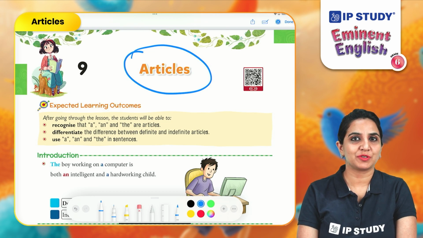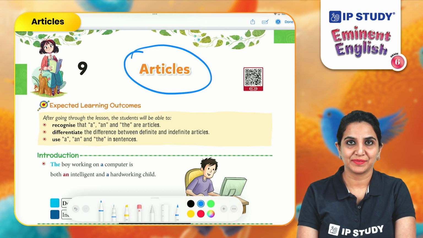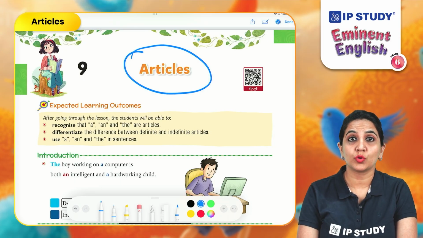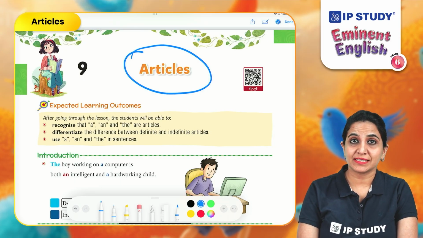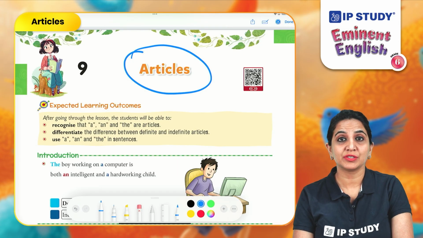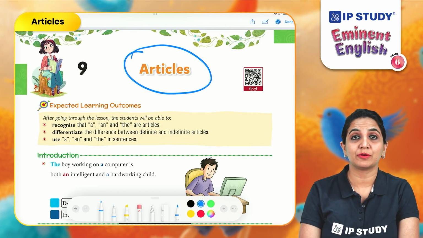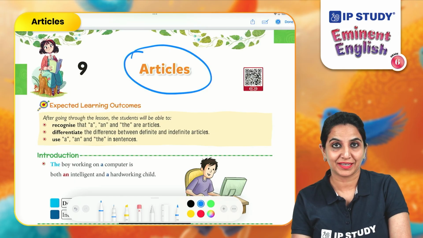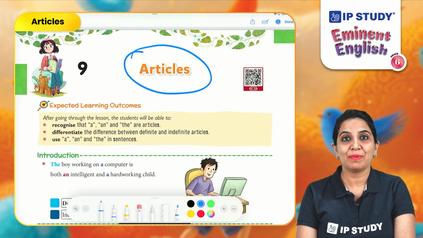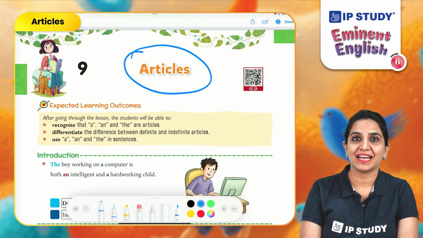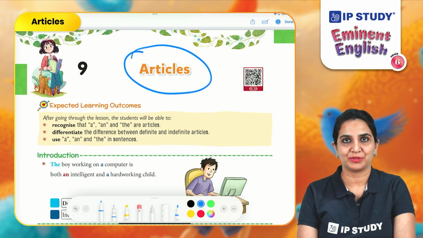There are two types of articles: indefinite articles and definite articles. Indefinite articles are those articles which tell us about something which is not specific, and definite articles tell us about something which is specific. Let us study articles and their types in detail in this chapter.